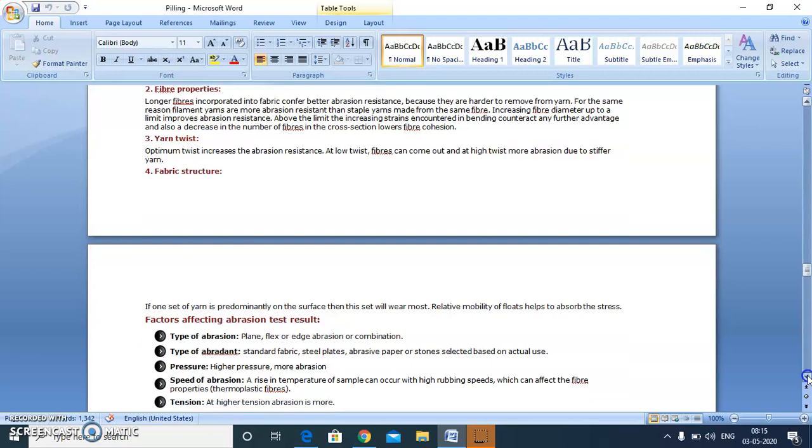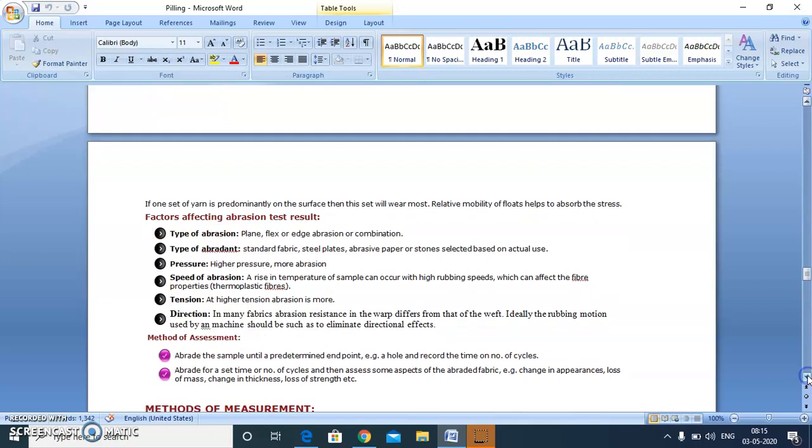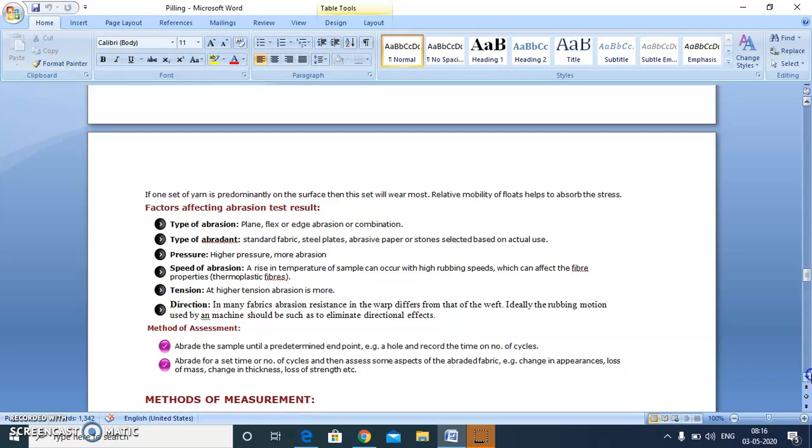Other machine factors which affect the abrasion test results: types of abrasion, types of abradant, pressure given while abrading, speed of the abrasion tester, tension at which the fabric sample is being mounted, the direction of the test. So these are the various factors which may affect the abrasion result. So we need to specify these factors while reporting the results of the abrasion tester.